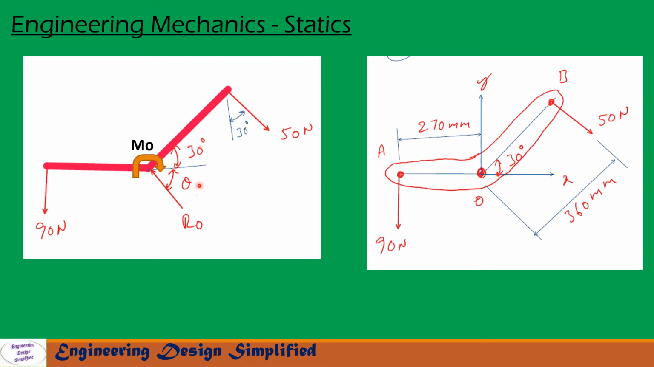So the free body diagram is drawn here. A force of 50 newton acting here, and since this is 30 degrees, this is also making 30 degrees with the vertical. And this force is 90 newtons acting downwards, and there is a reaction of RO acting here. We specified that at an angle theta from the horizontal, and a moment will be acting, and we have shown here clockwise direction.